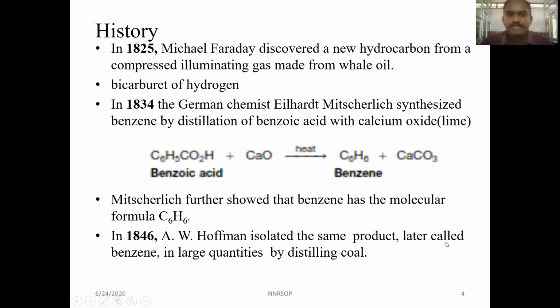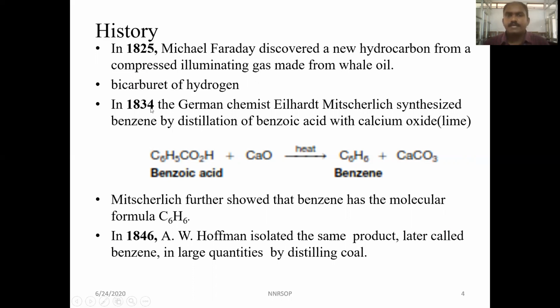When you come to the history of the benzene structure, in 1825, scientist Michael Faraday discovered a new hydrocarbon from a compressed illuminating gas produced by the pyrolysis of whale oil. He called the compound bicarbonate of hydrogen.